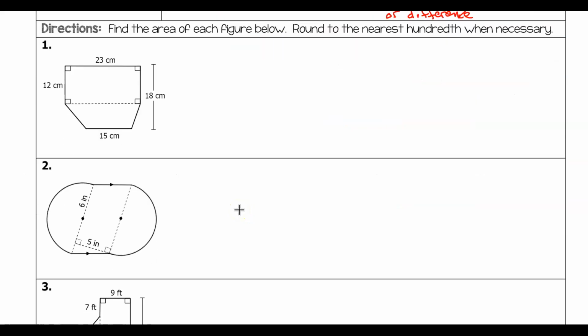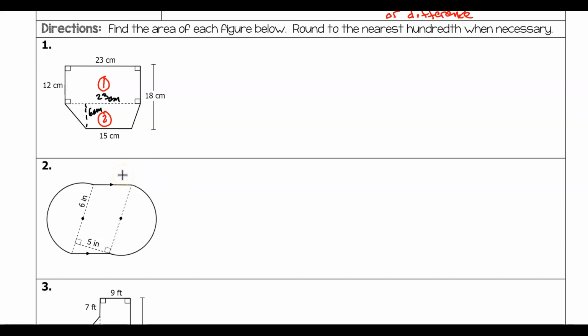Let's take a look at this first one. For number one, we have two different areas. I'm going to label them one and two. So I have a rectangle here, and I have a trapezoid here. And what I want to do is figure out some of the other dimensions. Since this is a rectangle on top, I know this is also 23 centimeters. And I need to find the height of my trapezoid here. Since I know that the height from top to bottom is 18, and I know that this height of my rectangle is 12, if I subtract these two, that's going to give me 6 centimeters for the height of my trapezoid.